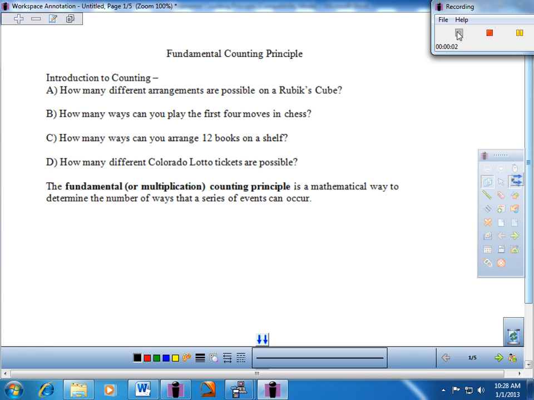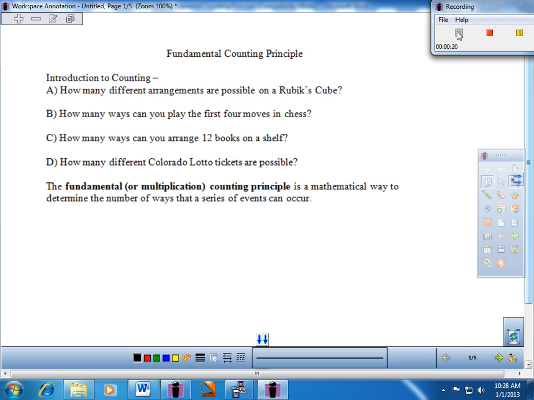Welcome. Today we will be taking a look at the notes worksheet entitled Fundamental Counting Principle. The objective of this lesson is to determine how many different ways, or how many different possibilities, a set of events can occur. We'll take a look at the mathematics behind that in just a few minutes.